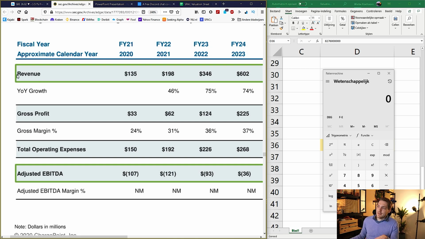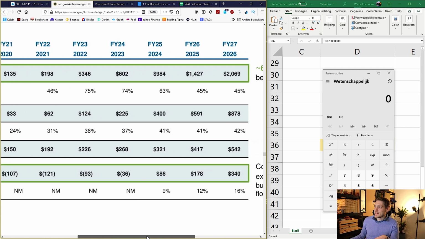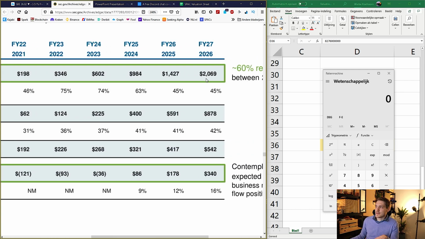If we look at the revenue from 2026, which is the last year they have predictions for, we can see that they expect to have a revenue of $2.069 billion. So that already makes a little bit more sense if you now look at the enterprise value of ChargePoint and the revenue. $2.069 billion. Let's actually put that in our calculator. Let's see if we got enough zeros. That should be it. So we now have our revenue. And as I said before, we now also need a revenue multiple.